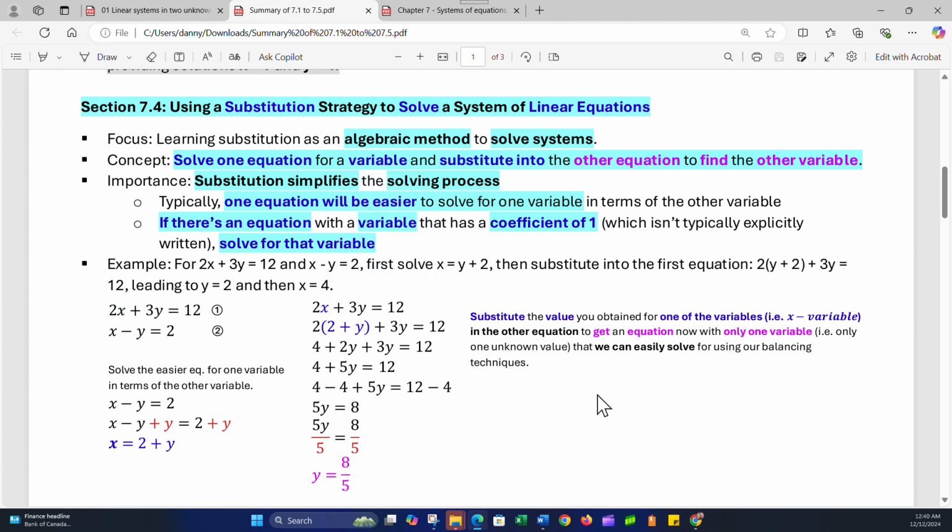So again, this is just reiterating what I said. You're going to substitute the value you obtained for one of the variables, i.e. the x variable in this case, into the other equation to get an equation now with only one variable.